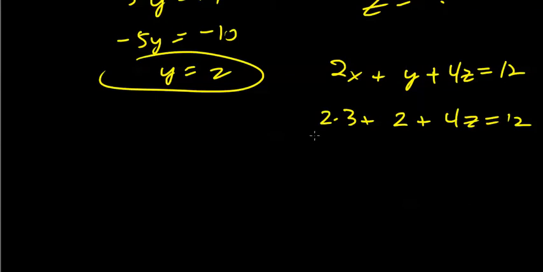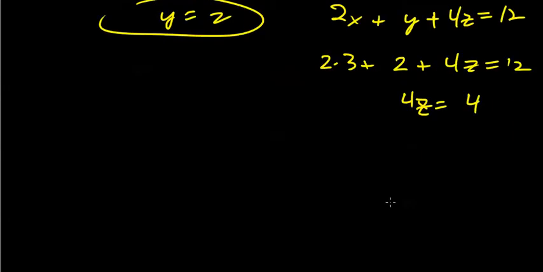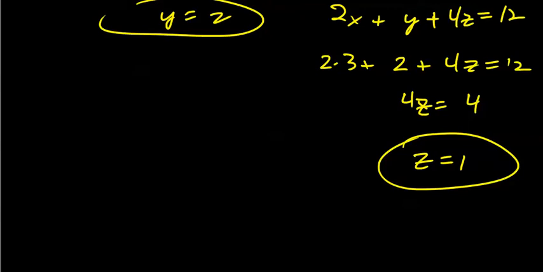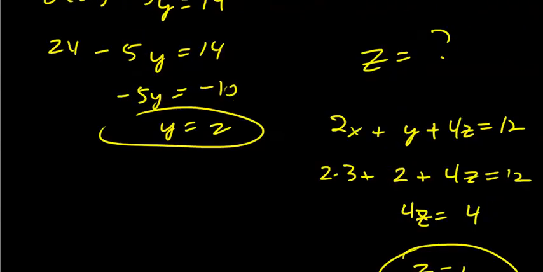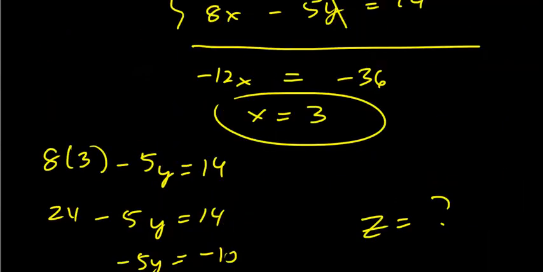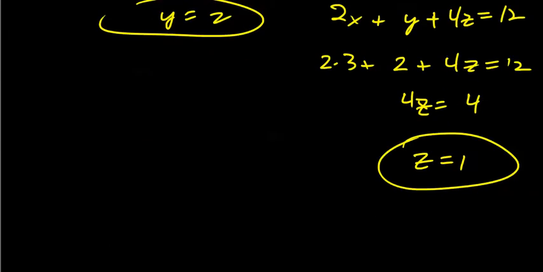So 2 times 3 is 6. 6 plus 2 is 8. So 4z equals 12 minus 8. That's going to be 4. And of course then z equals 1. Alright, so really I've got a triplet, what I call a triplet solution here. X is 3, y is 2, and z equals 1.